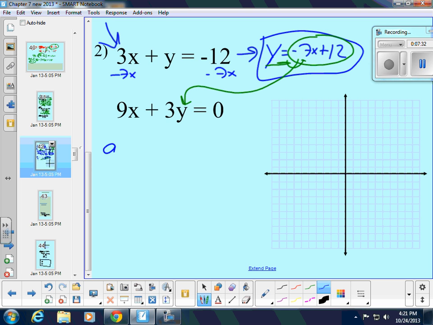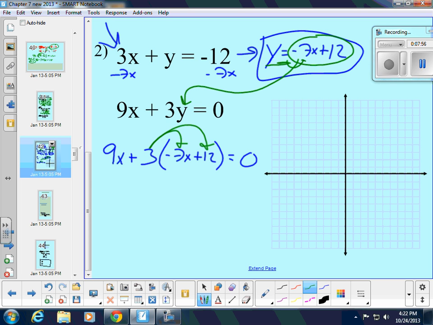I'm going to have 9x plus 3 times that expression that I'm now plugging in for y, or substituting in for y, negative 3x plus 12. And that equals, in this case, 0. Okay, so far so good. Now what I do next is I'd start distributing and trying to collect like terms and try to solve this for x. So let's see here.